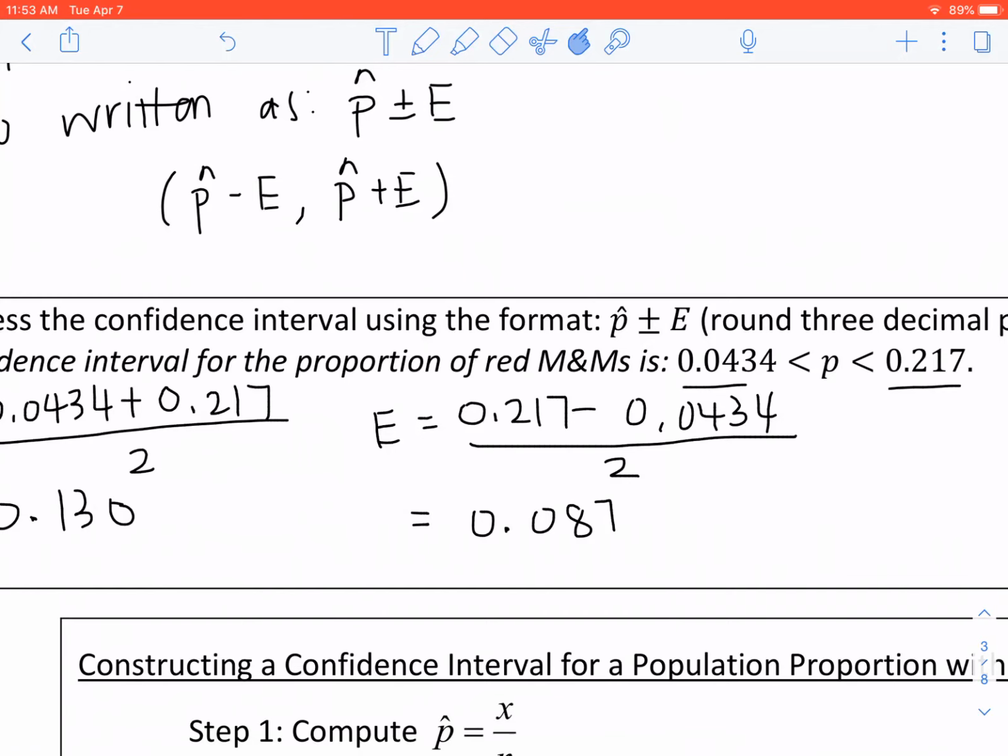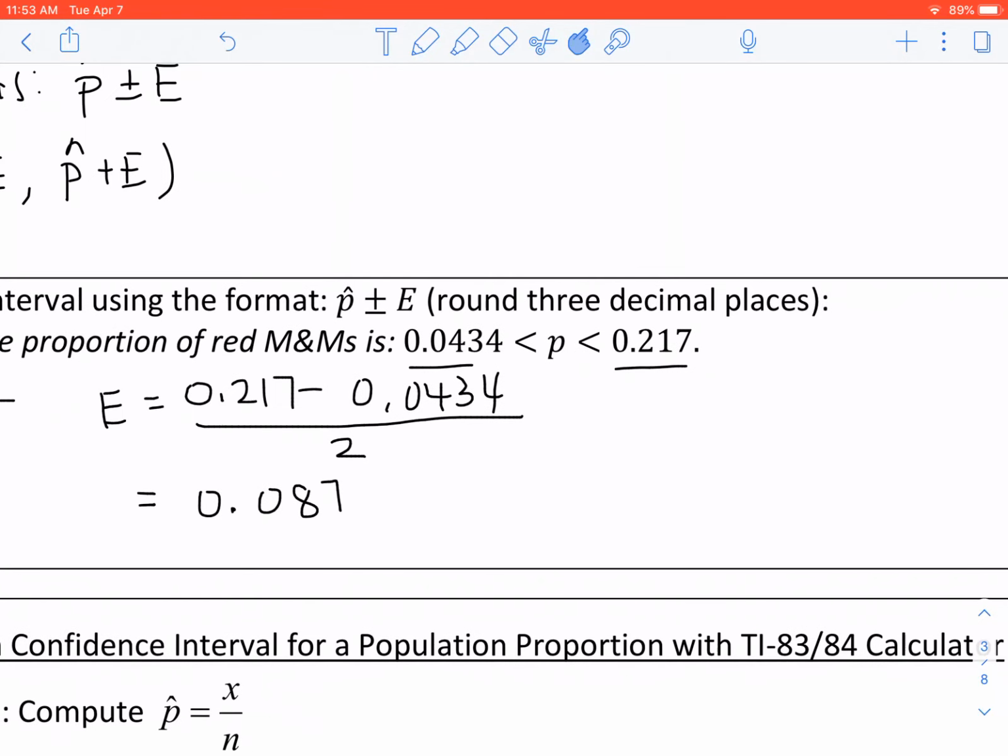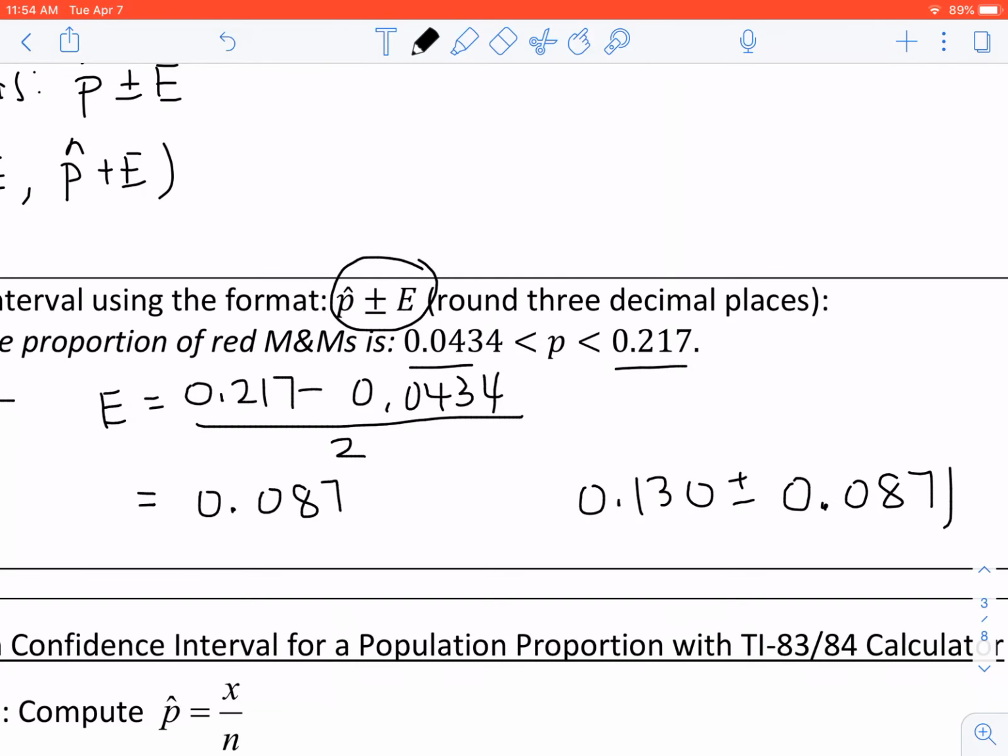So it wants this of the form p hat plus or minus E. So our answer is going to be 0.130 plus or minus E, which is 0.087.